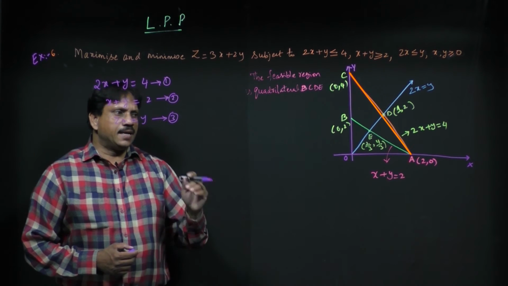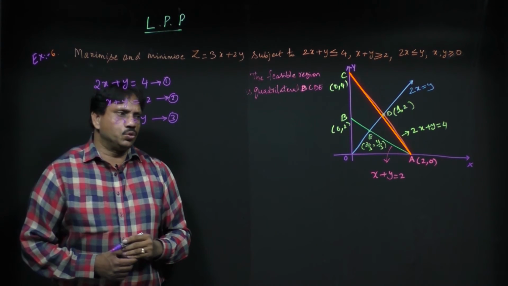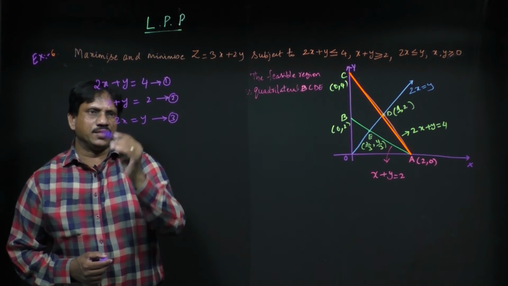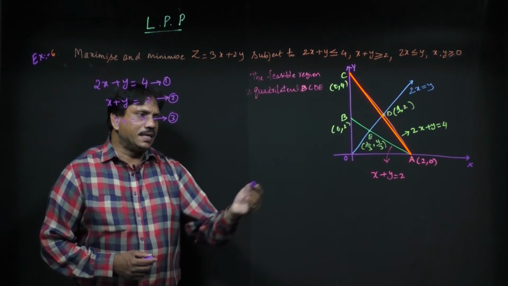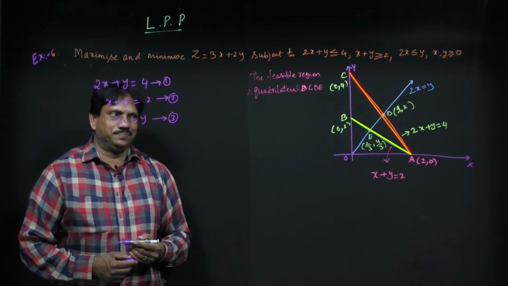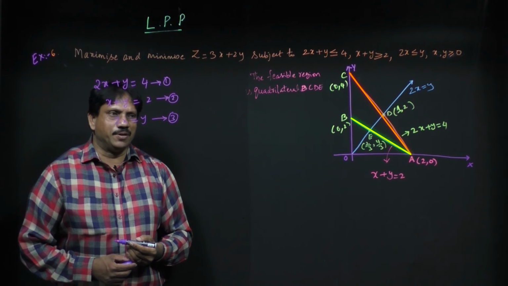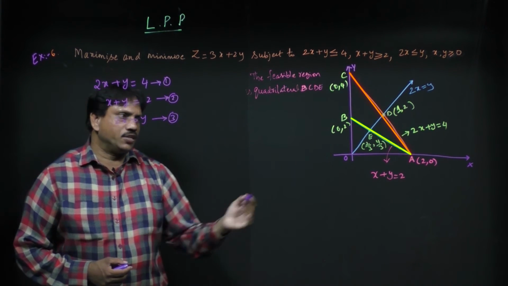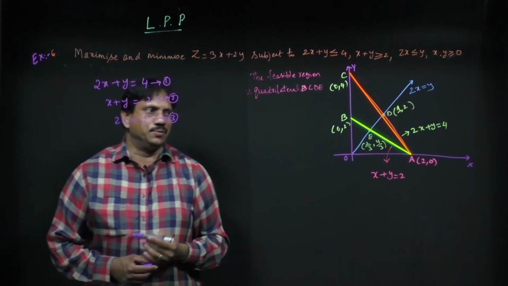And another line, I want x plus y equal to 2. If you put x equal to 0, y is 2. If you put y equal to 0, x is 2. Clearly, the line is going to meet again at A(2, 0), and point B is (0, 2). So I can understand that line 1 and line 2 are intersecting at the point A(2, 0).